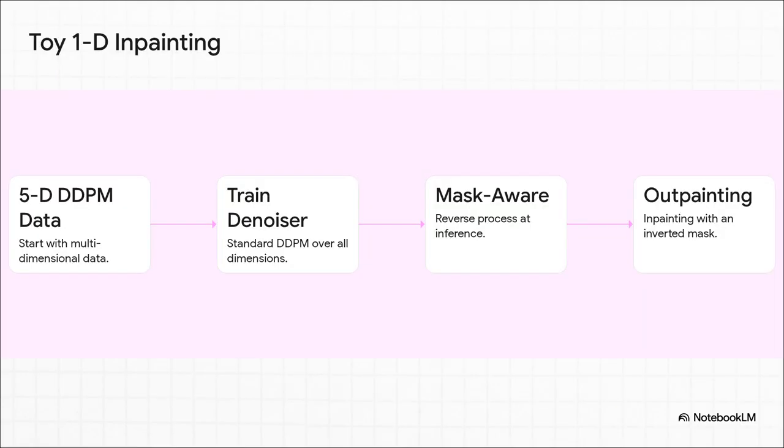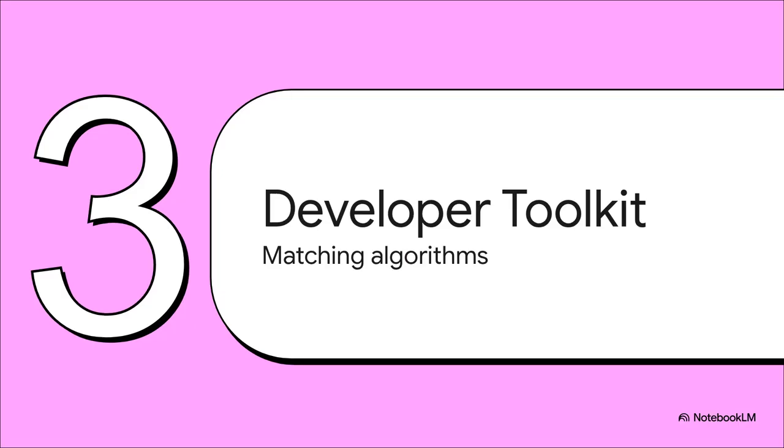If we were going to build a toy version of this from scratch, we'd follow 4 basic conceptual steps. We'd start with our standard multi-dimensional diffusion data, train our denoiser over all those dimensions, and then, at inference time, we'd run a mask-aware reverse process. And honestly, the beautiful thing about step 4? Outpainting is literally just inpainting, but with the mask inverted. You just mask the new, non-existent canvas and fill the rest with the original. Fundamentally, it uses the exact same training objective. All right, let's jump into part 3, the developer's editing toolkit.